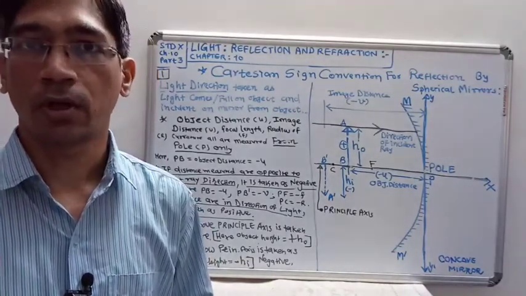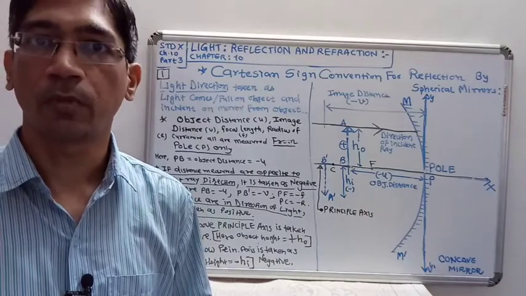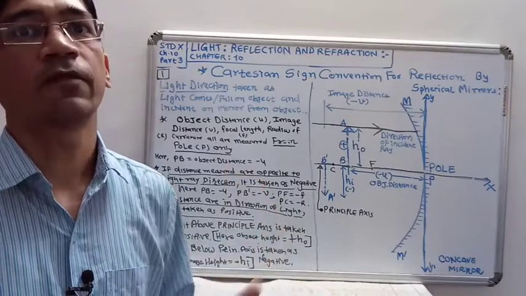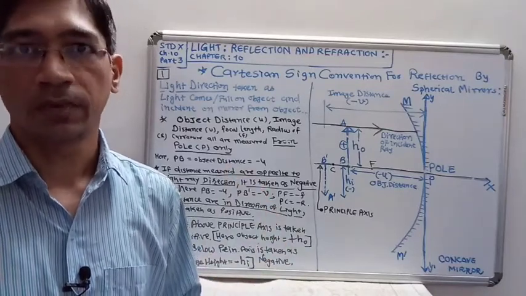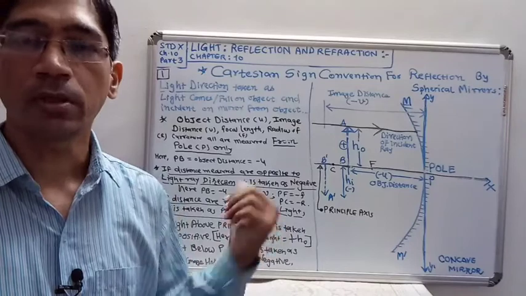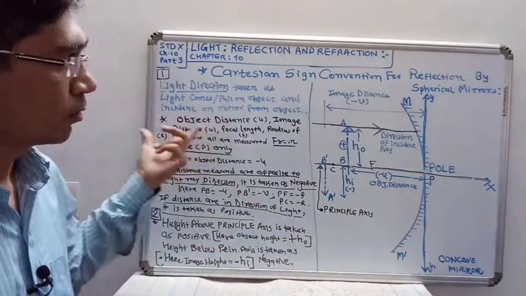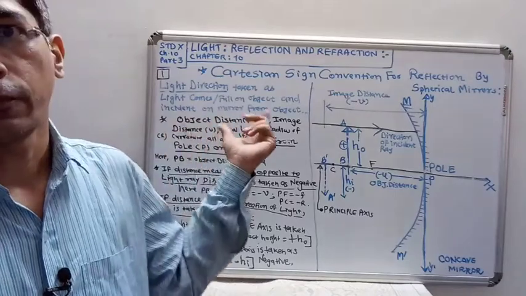Either for the concave mirror formula or the convex mirror formula, that is, the spherical mirror formula, we use the sign convention to solve physics examples related to the spherical mirror formula.